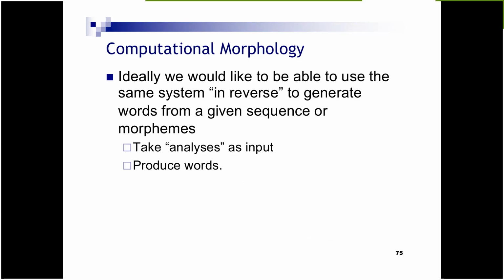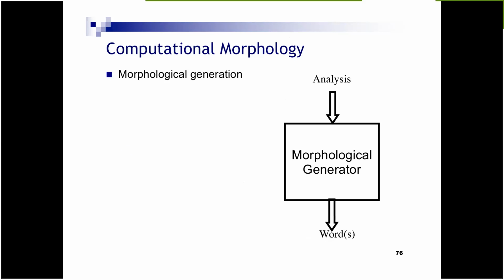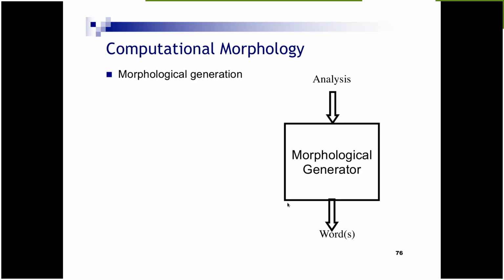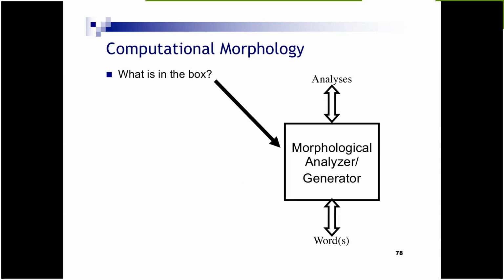Ideally, we would want to do the same thing in reverse, whereby you are given a root and the features, and then you generate the word. So this is what is called morphological generation. It's the reverse of the analysis. But the question that we're going to talk more about in terms of Kinyarwanda is: what's in the box? How does the box work? This is something that has been studied before.